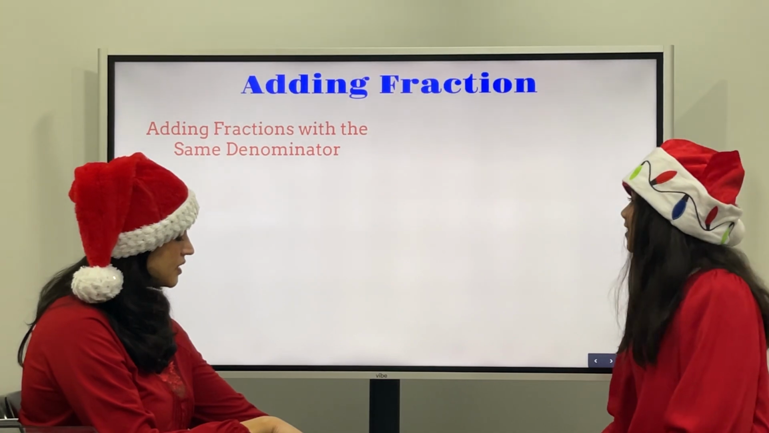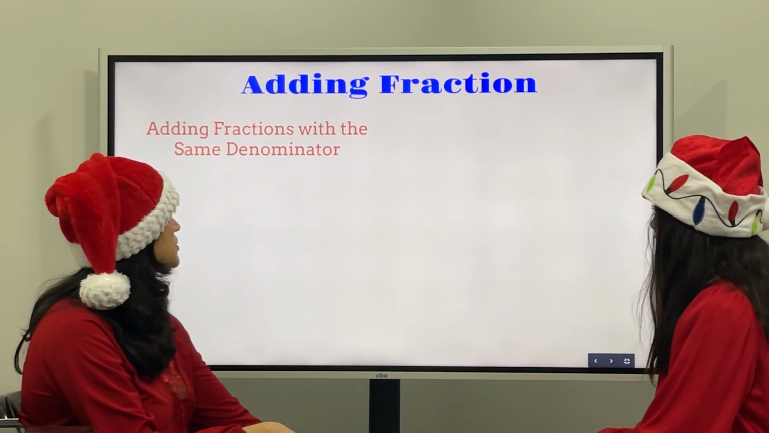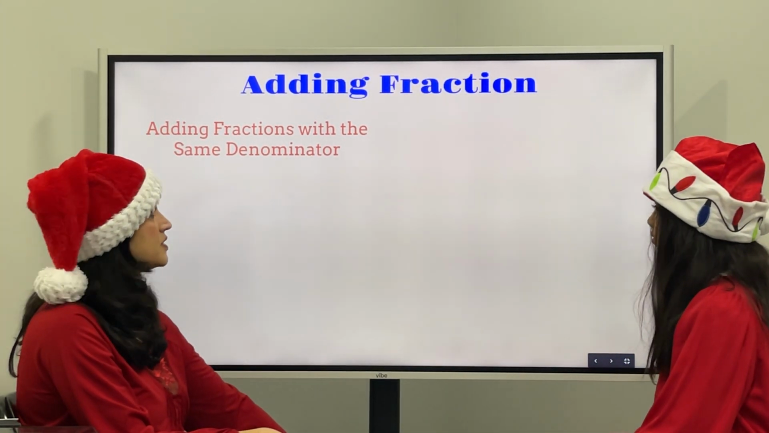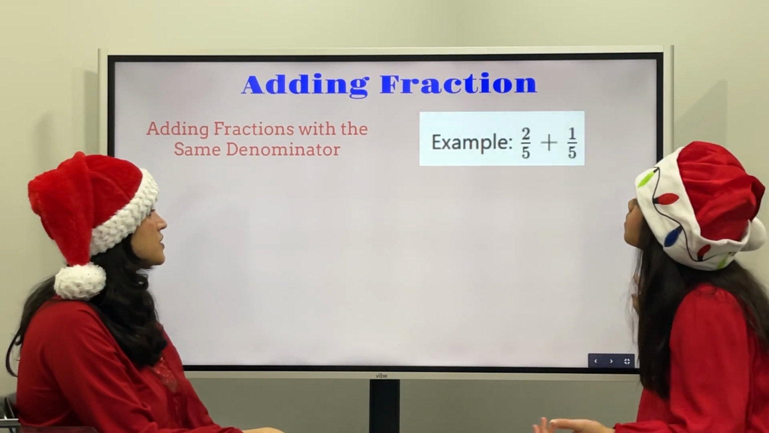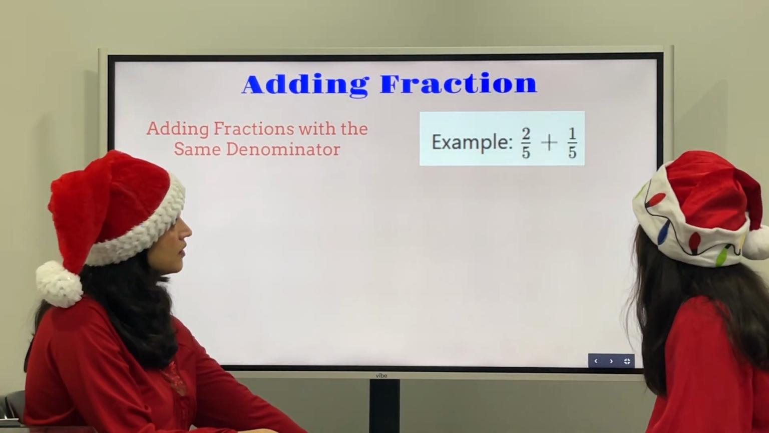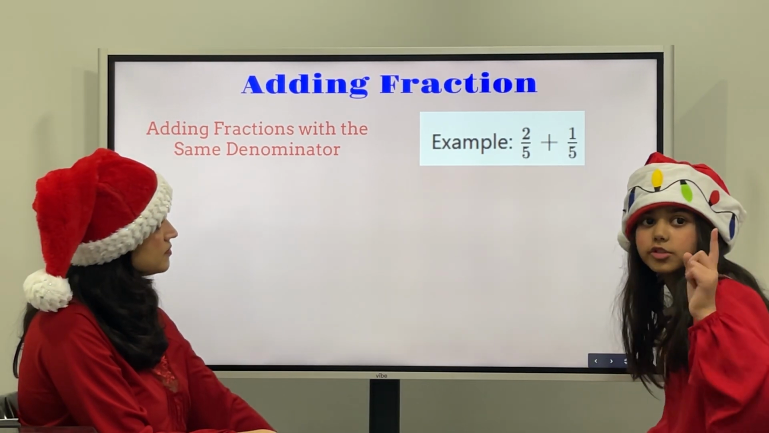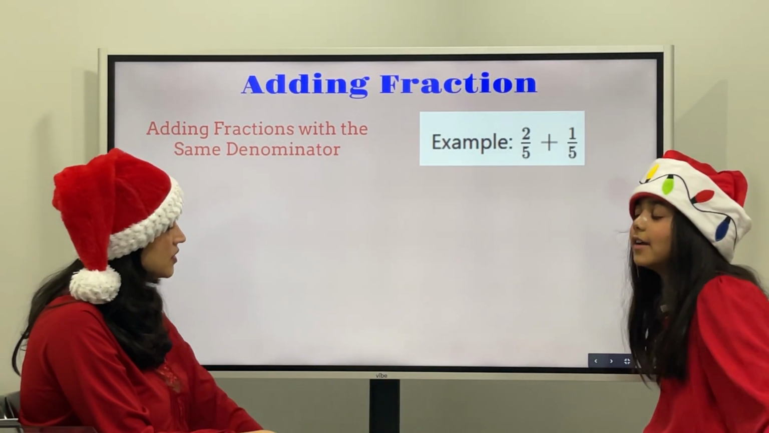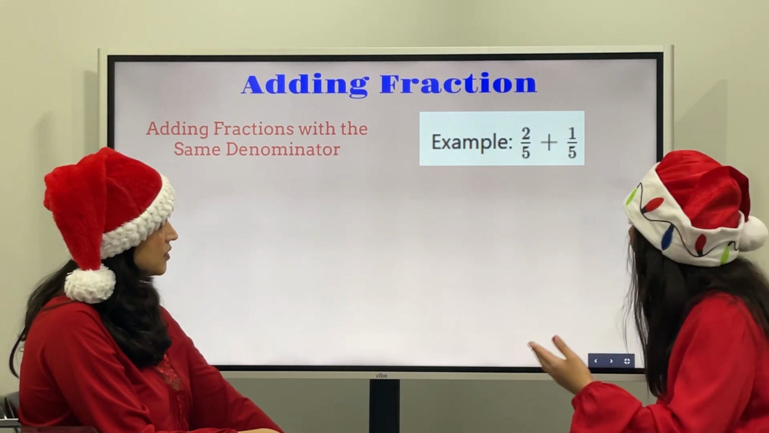Adding fractions with the same denominator. Can you please see everything? So the example is 2 by 5 plus 1 by 5. I'll teach you how to do that.